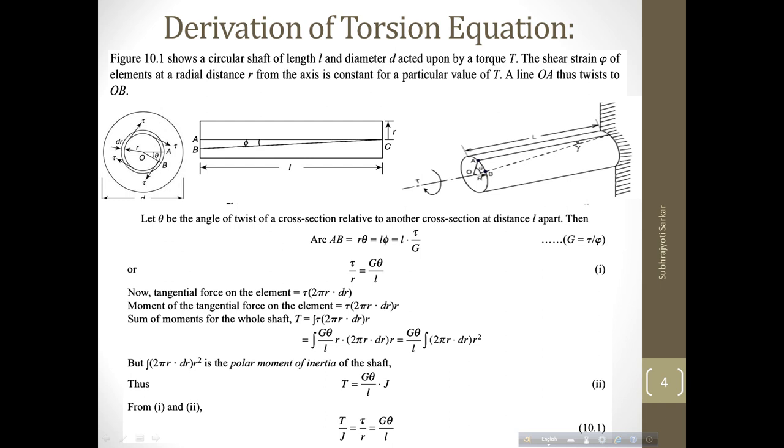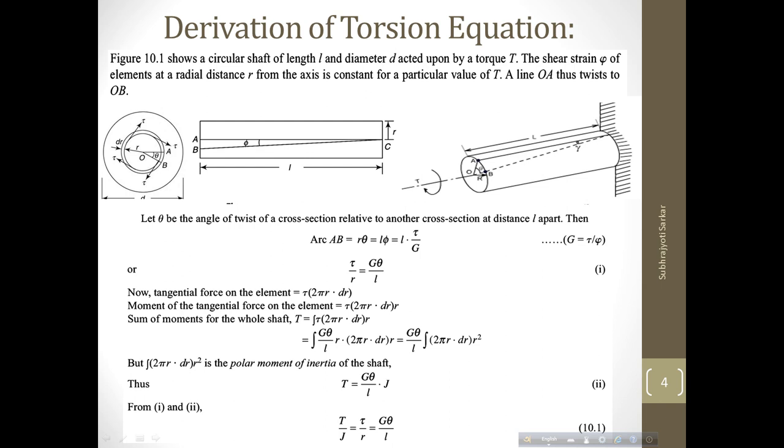Area into distance square, if it is the rectangular coordinates, area into x square or area into y square will give you the moment of inertia of the rectangular coordinates, Ix or Iy. Similarly, for the polar coordinate, that is r radius, this surface area into r square will give you the polar moment of inertia of the whole shaft. The integration over the whole shaft will give you the polar moment of inertia of the whole shaft. So what is polar moment of inertia? It is nothing but Iz or written as J.